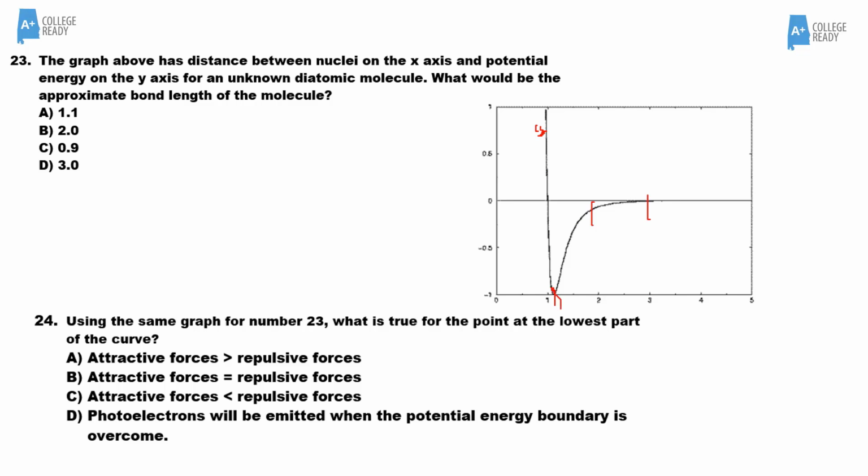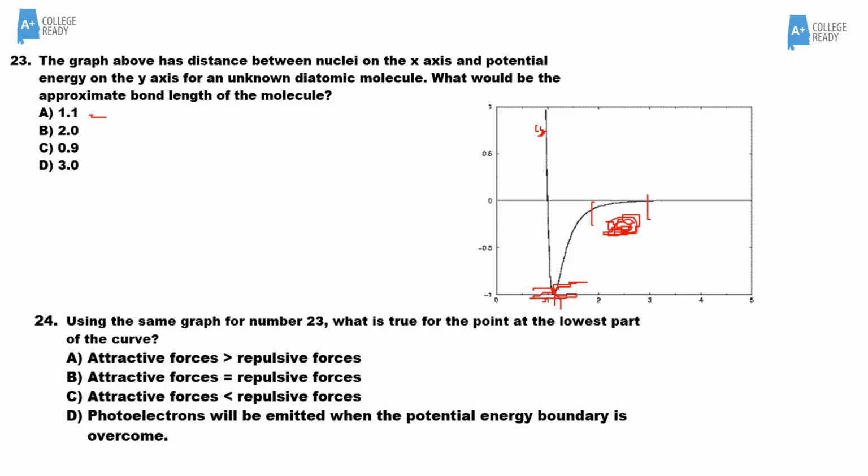So where is a bond actually formed? A bond is formed at the place of lowest potential energy, so down here, at the bottom of the curve. And what is the value of the x-axis where it reaches its minimum? That would be 1.1. For number 24, at that bottommost part, that's the point where the attractive forces are equal to the repulsive forces.